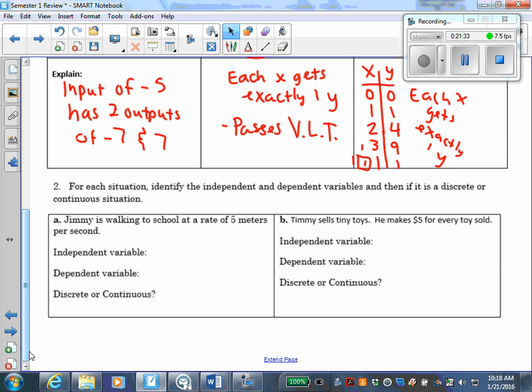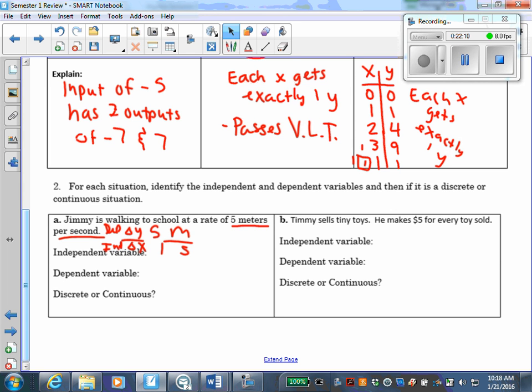So part A, Jimmy is walking to school at a rate of 5 meters per second. When it tells us the rate, if we look at the units on there, that tells us what our variables are measuring. So 5 meters per second, that's like a slope. 5 meters for every 1 second. Slope is change in y over change in x. X is the independent, y is the dependent. So our dependent is measuring meters, our independent is measuring seconds.